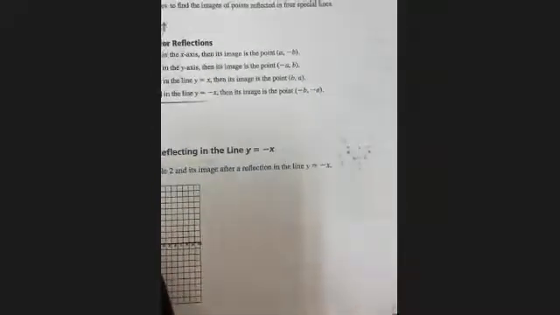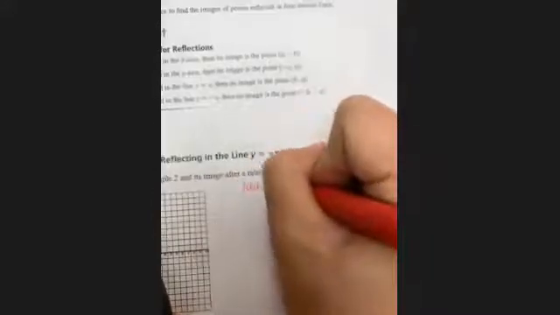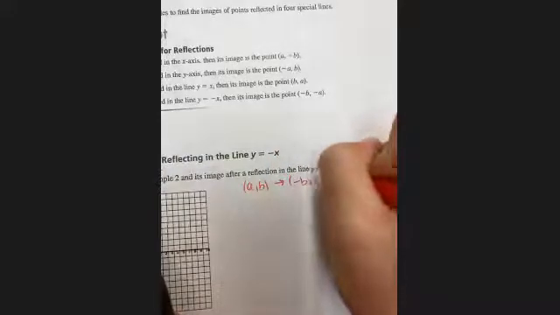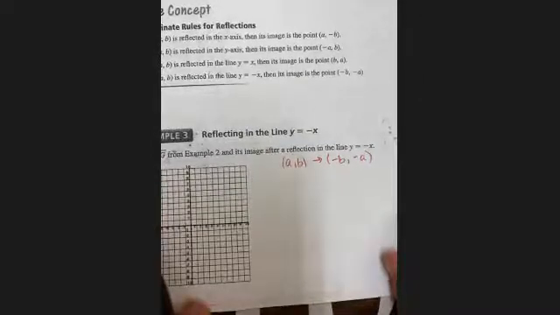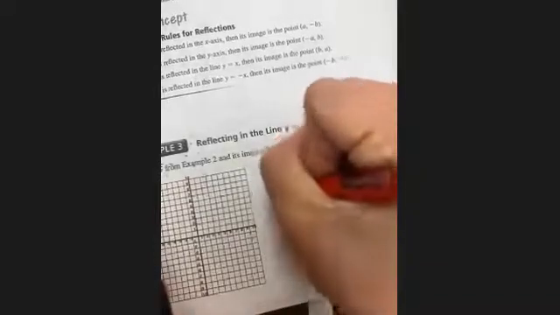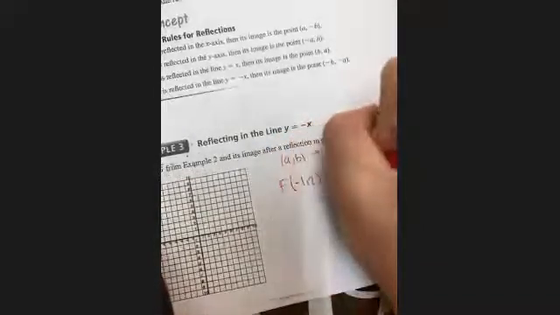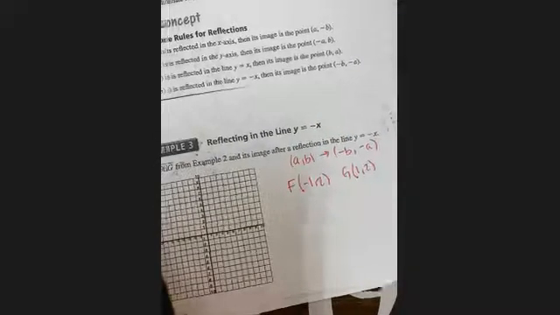So we are going to reflect it in the line y equals negative x. The line y equals negative x tells me that I'm going to start with (a, b), but then it needs to become (-b, -a). What I am taking from example 2 is that F is at -1, 2 and G is at 1, 2. So let's go ahead and graph those first. F is at -1, 2, and G is at 1, 2.